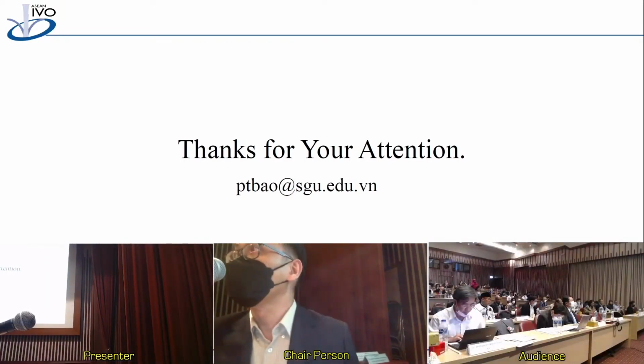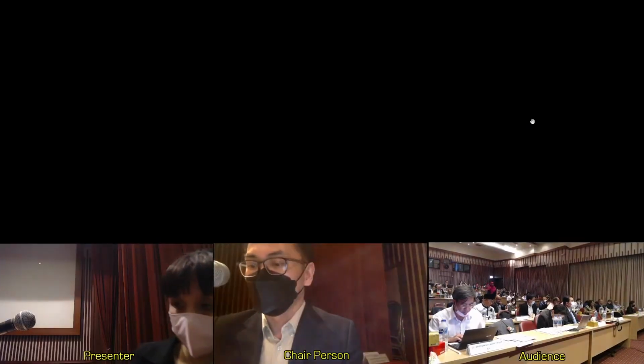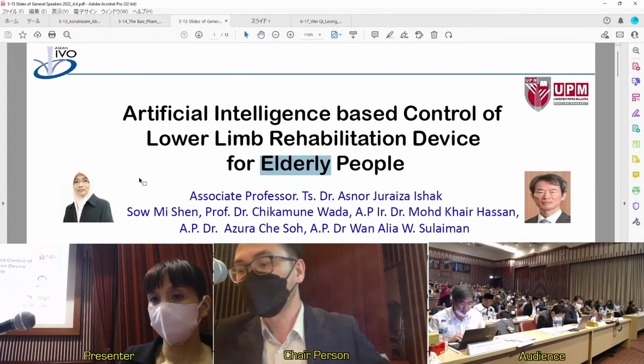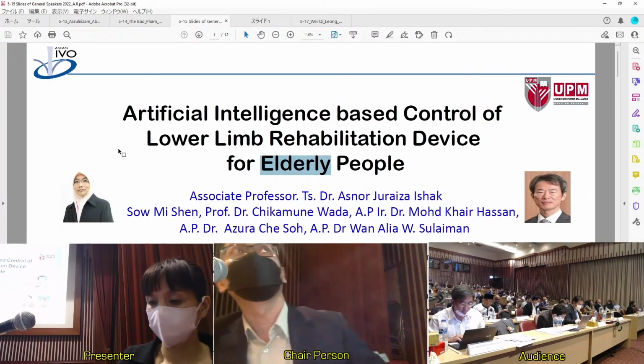We will now move to the third presenter, for the title of AI-based control of lower limb rehabilitation device for elderly people.